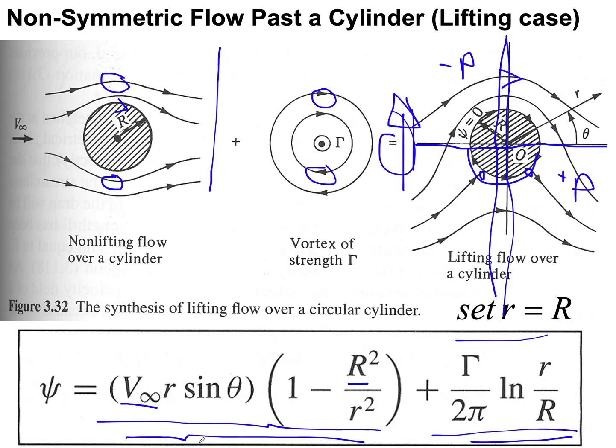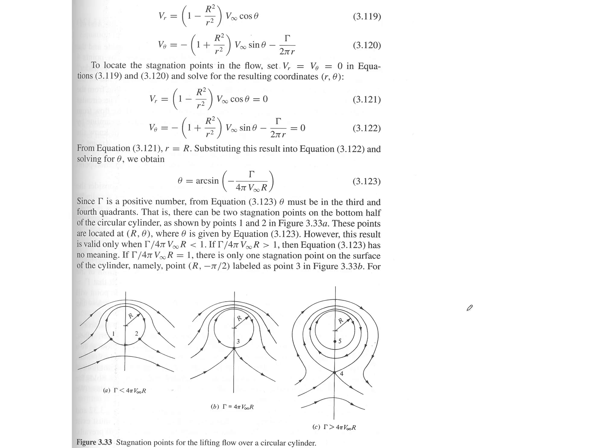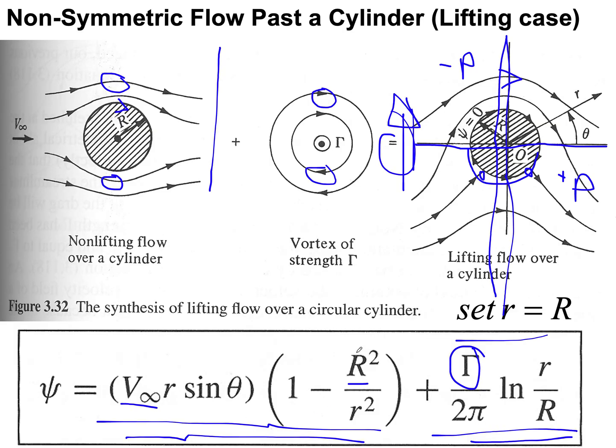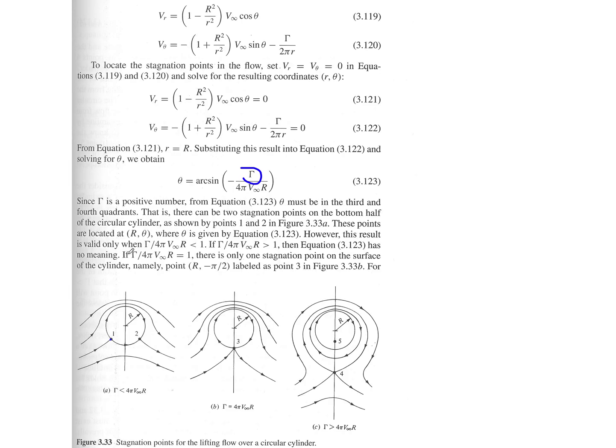So let's see now what happens when I start playing with how fast I rotate my cylinder. We're playing with this gamma, and you'll see as I start rotating my cylinder faster and faster. When I have no circulation, that is, I don't have a vortex, my stagnation points are symmetric, so I don't get lift. But let's start playing with the circulation.